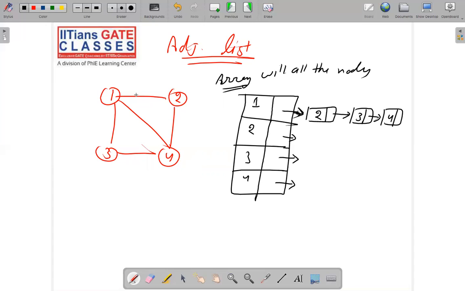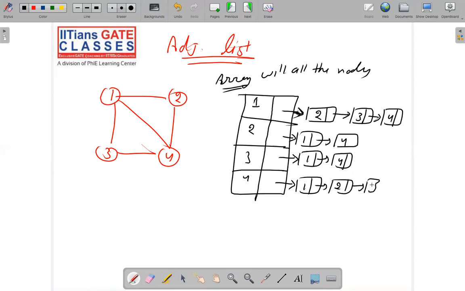From 2 we have 1 and 4, so you write 1 and 4. From 3 we have 1 and 4. From 4 we have 1, 2, and 3. So this is the adjacency list method.